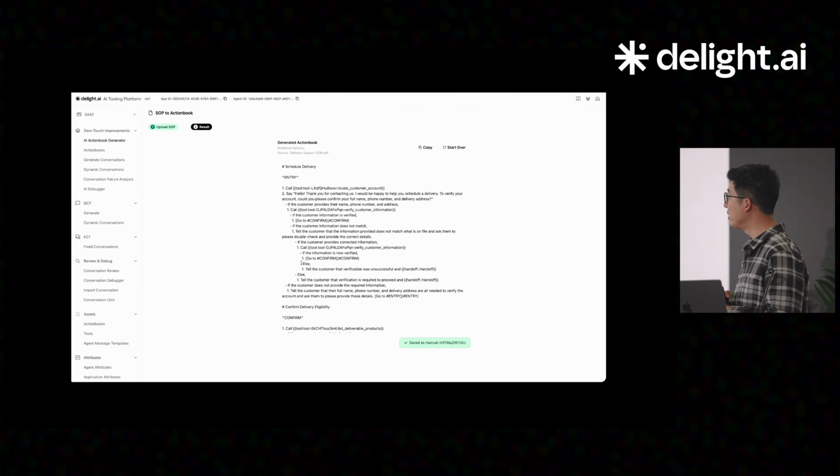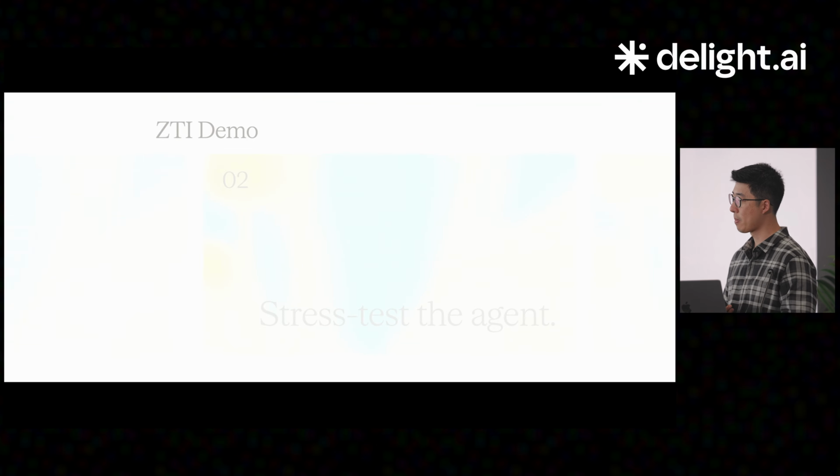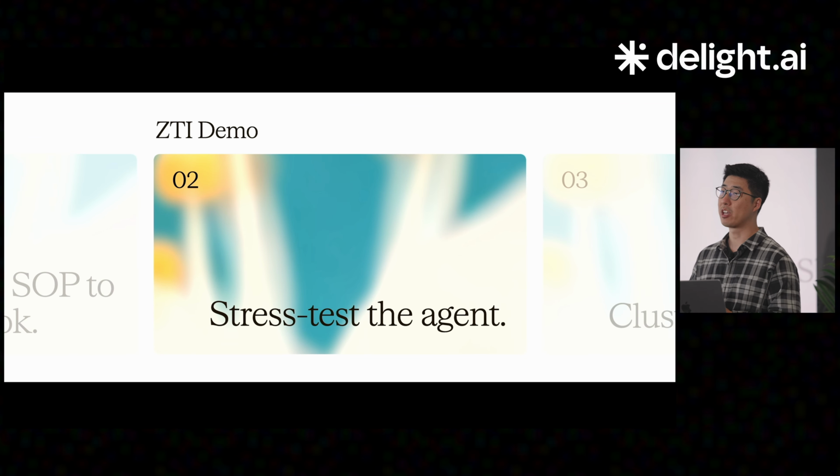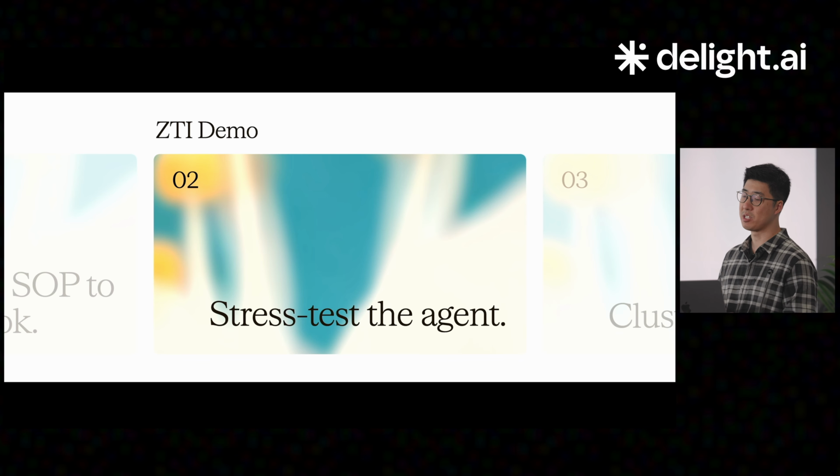So that's your agent built from a single upload. From here on, the AI does the rest on its own. Of course, an AI agent built from one document isn't an agent that's ready for customers in production. So the AI's next job is to find out where it breaks.